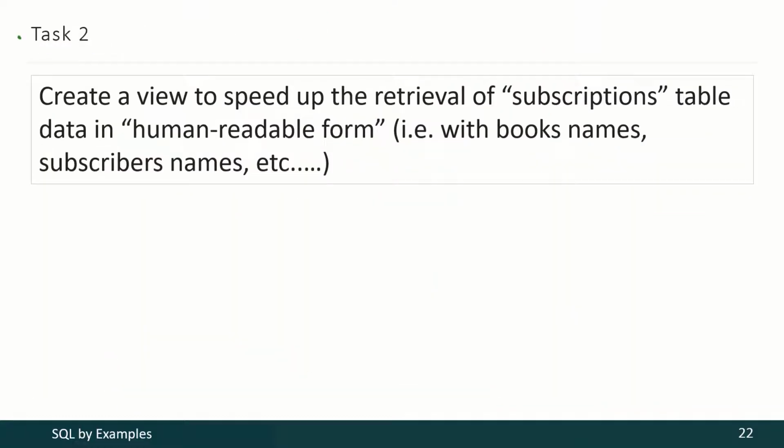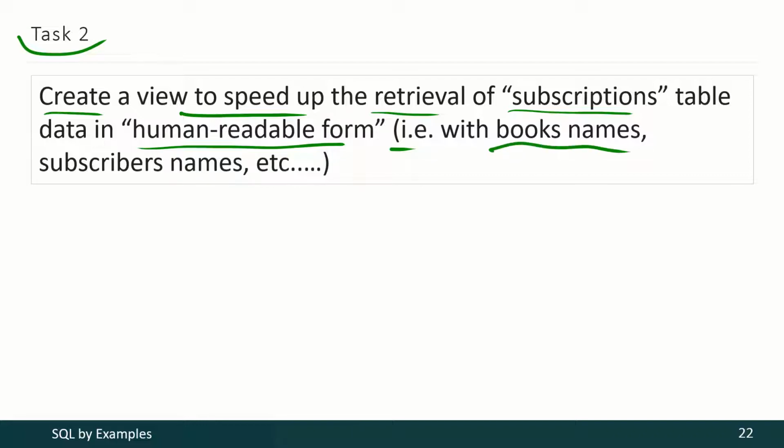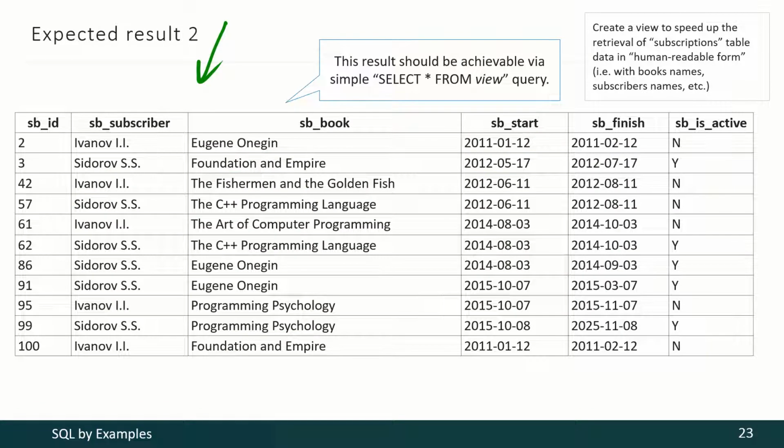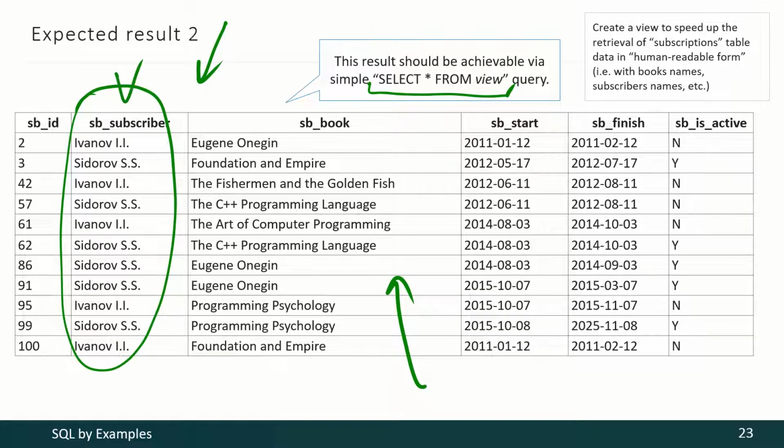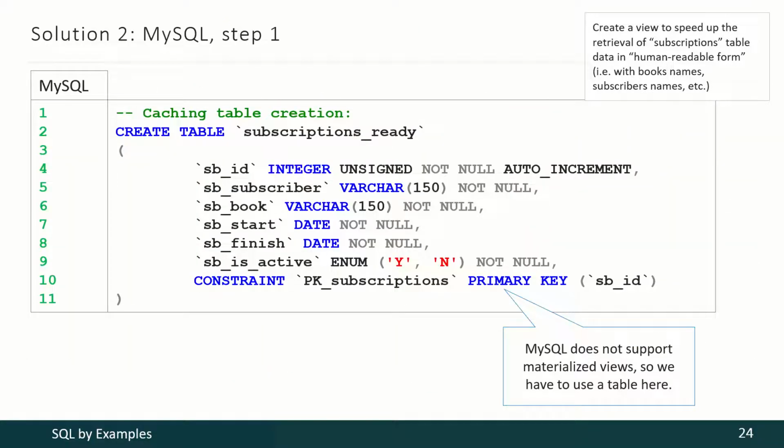In the second task, we have to create a view to speed up the retrieval of subscriptions data in human-readable form. It asks with books names, subscribers' names, and so on. This is the expected result, and all this data should be produced by execution of such a simple query. And you see that there are no IDs of subscribers here, but names, and there are no IDs of books here, but titles. As MySQL still does not support materialized views, we have to use a table here.